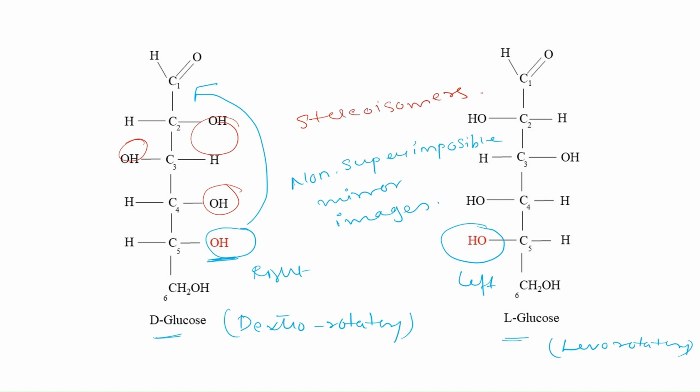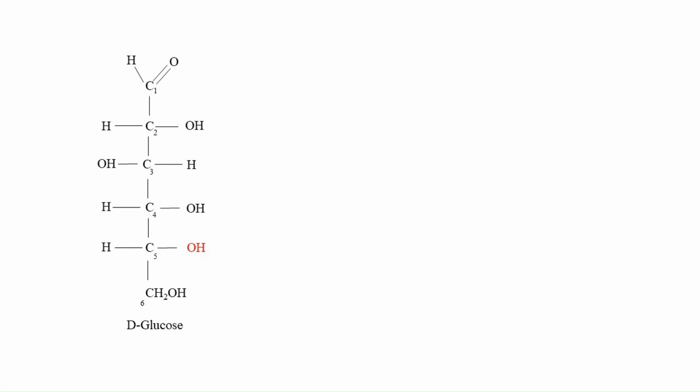How will we find how many stereoisomers are possible for a monosaccharide? Let's understand this again with the structure of glucose. First, to find the number of possible stereoisomers, we should find the number of chiral carbons present. What is a chiral carbon?